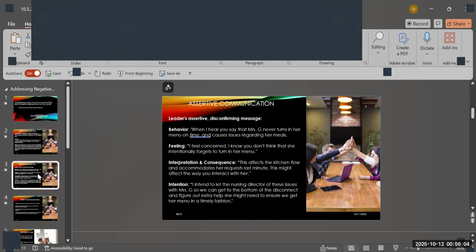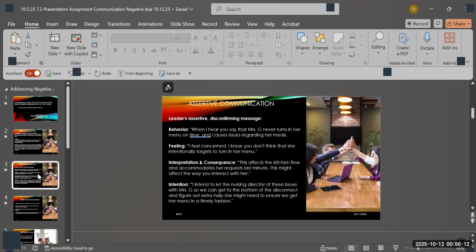Assertive communication. As an assertive leader's message, behavior: when I hear you say that Mrs. G never turned in her menu on time and causes issues regarding her meals. Feeling: I feel concerned. I know you don't think that she intentionally forgets to turn in her menu. Interpretation and consequences: this affects the kitchen flow and accommodates her request last minute. This might affect the way you interact with her.